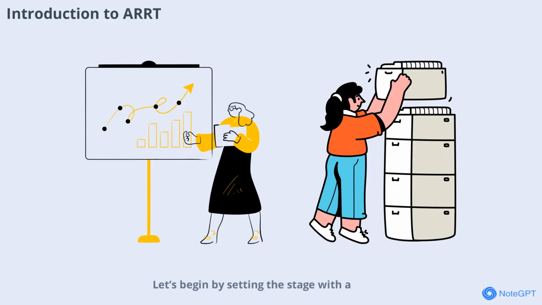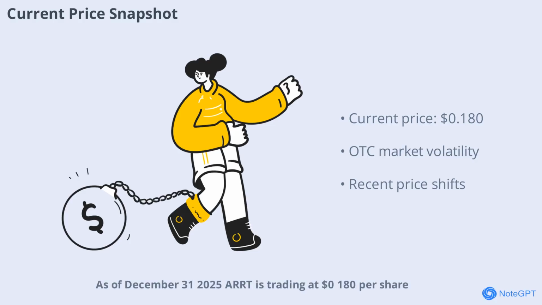Let's begin by setting the stage with a quick overview of ARRT's current price and market context. As of December 31, 2025, ARRT is trading at 0.18 per share. This price reflects a significant shift from its highs and lows over the past 3 months. The OTC market can be volatile, and ARRT's recent price action is no exception. In this scene, we'll focus on the current price in relation to its historical range, setting the foundation for our technical analysis. Understanding where the stock stands today helps us interpret the signals from various technical indicators and prepares us for a deeper dive into the data.